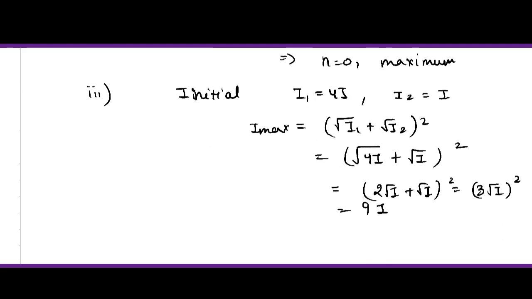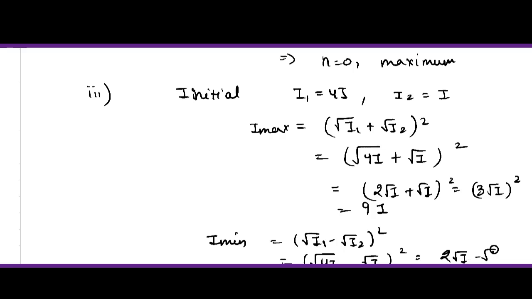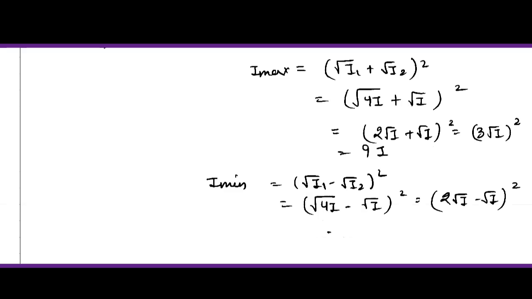So this is the maximum intensity in the initial case, and the minimum intensity I min is given by, again, (under root of I1 minus under root of I2) whole square. So under root of I1 is again 2 under root I, minus under root of I, whole square. If we solve it, then we have I. So minimum intensity is I.